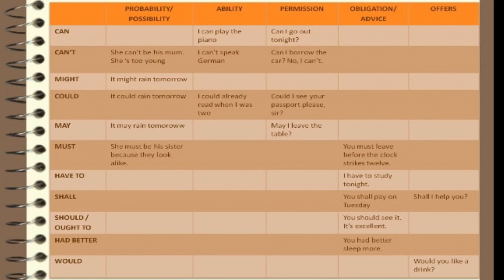In detail in this chart you can see can shows ability and permission, whereas can't can show probability, possibility, ability or permission as well. Can I borrow the car? No, I can't. Or I can't speak German. That is your ability. Might: it might rain tomorrow, might shows possibility or probability. Similarly, could: it could rain tomorrow, it's a possibility. I could already read when I was 2. So it's about your ability. And could I see your passport please? This is asking permission.